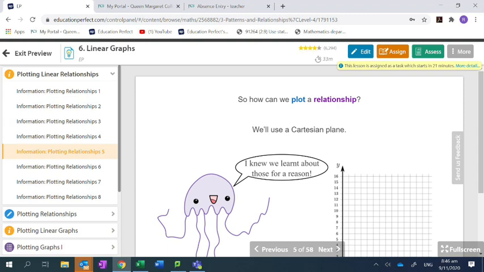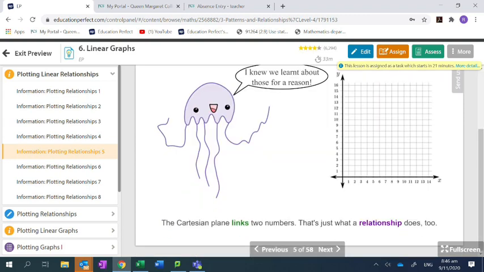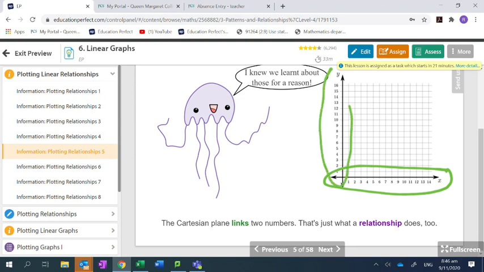So let's look at how to plot a relationship on the Cartesian plane. Again, remember that the Cartesian plane has two axes, and there's no spot on here that doesn't have an x and a what? A y value. The Cartesian plane was designed specifically to plot this kind of relationship, where you have two numbers that have a relationship. Okay?